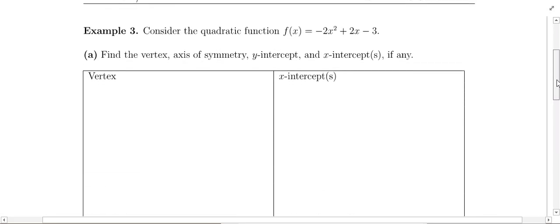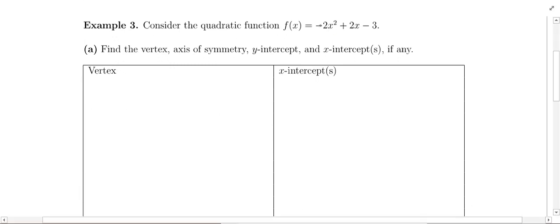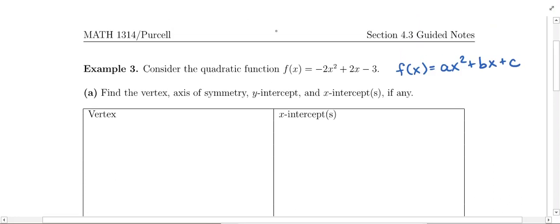Okay, so let's get started. Again, let's look at the function and say, hey, why is this quadratic? Well, when you look at it, it fits the mold of f of x is equal to a times x squared plus bx plus c. The highest power of x in the whole thing is the second power. Let's go ahead and identify the a, the b, and the c. So a is the number in front of x squared, so it's negative 2. B is the number in front of x, it's positive 2. And then c is the constant, so it's negative 3.